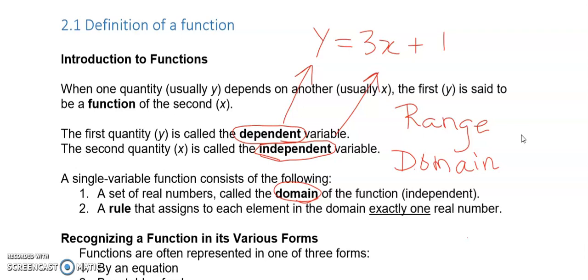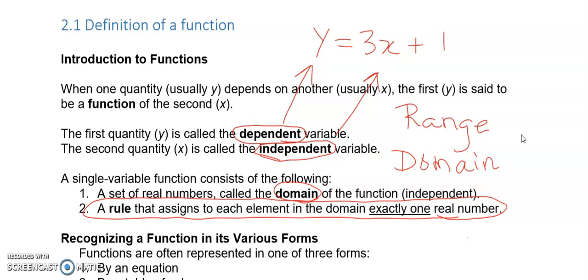Now, how can you tell if a relation is a function or not? Well, there's a certain thing that has to be true, and it's stated right here. For each value of the independent variable, and usually that's the x's again, there should only be one value of the dependent variable, which in this case is the y's.